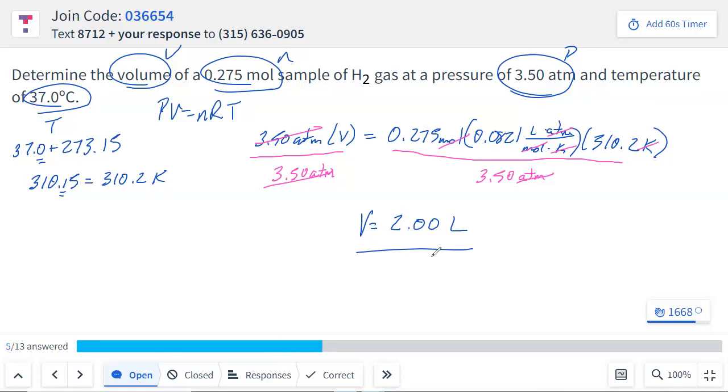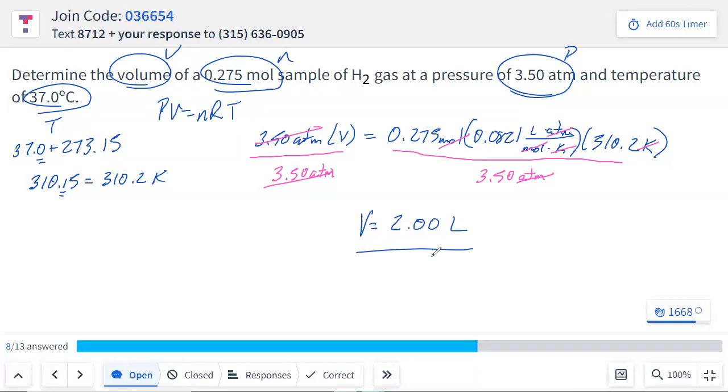So this is what the ideal gas law is best for. It's best for situations like this, where we are trying to figure out what we don't know already about a gas. So I knew how much of it we had. I knew the pressure of it. I knew the temperature of it. I could figure out the volume of it from the ideal gas law.